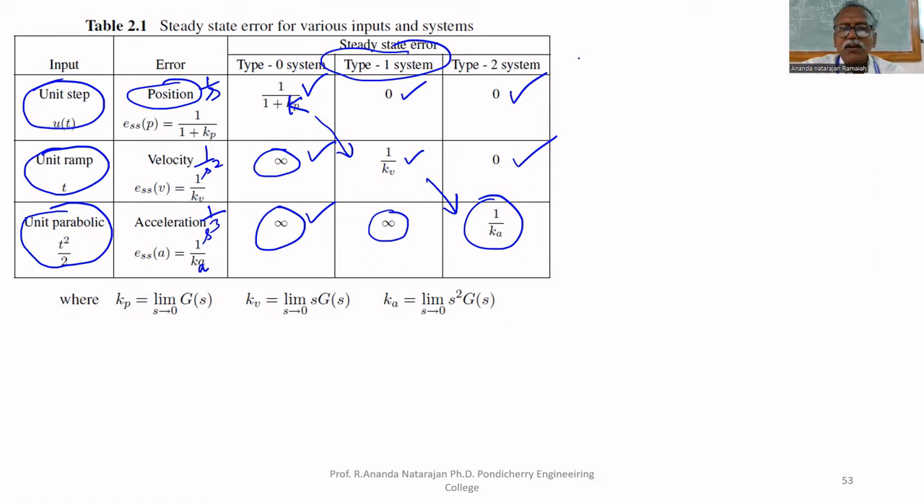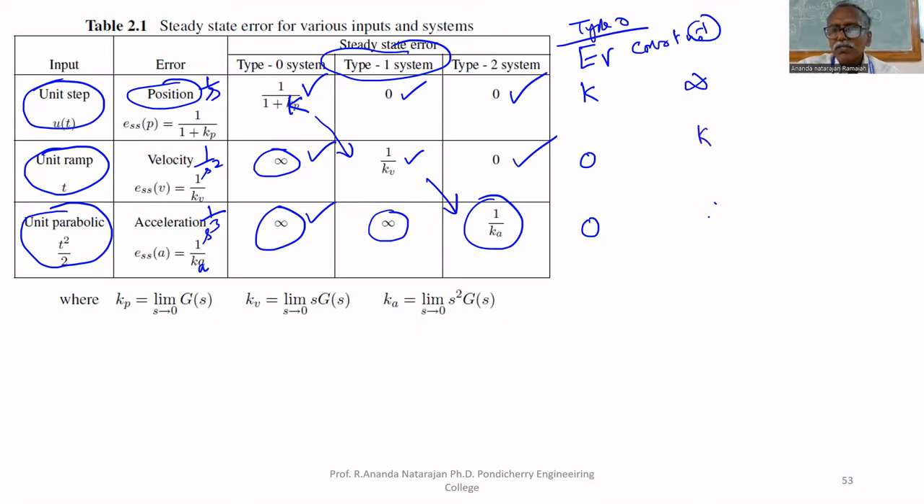Now the error constants, which are not in the table. For type 0 system, you will get Kp equal to K, Kv equal to 0, and Ka equal to 0. For type 1 system, you will get infinity, K, 0. For type 2 system, infinity, infinity, K.